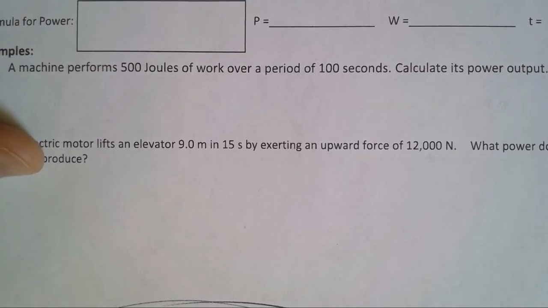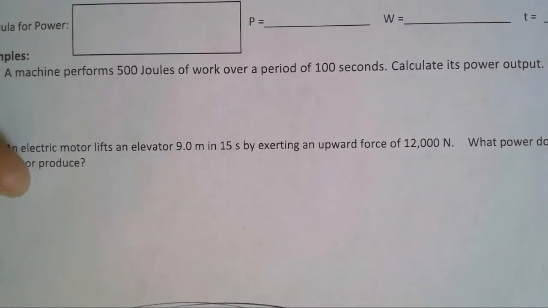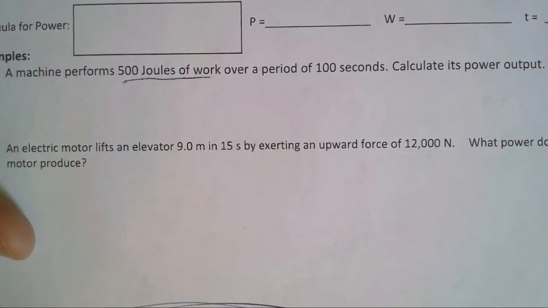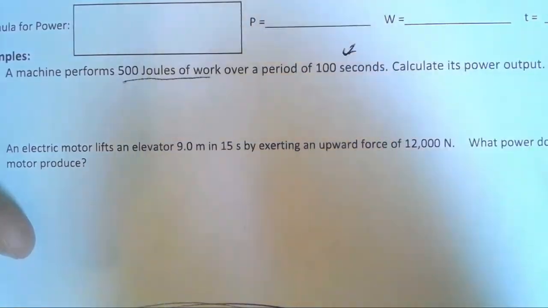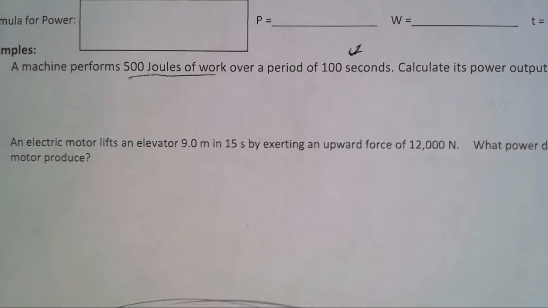A machine performs 500 joules of work over a period of 100 seconds. Calculate its power output. Again, with power, the amount of work done isn't so important as the amount of time it takes to do it. You ran up the stairs faster, and because you did the same work in a smaller amount of time, you had a greater power. So what does this problem give us?